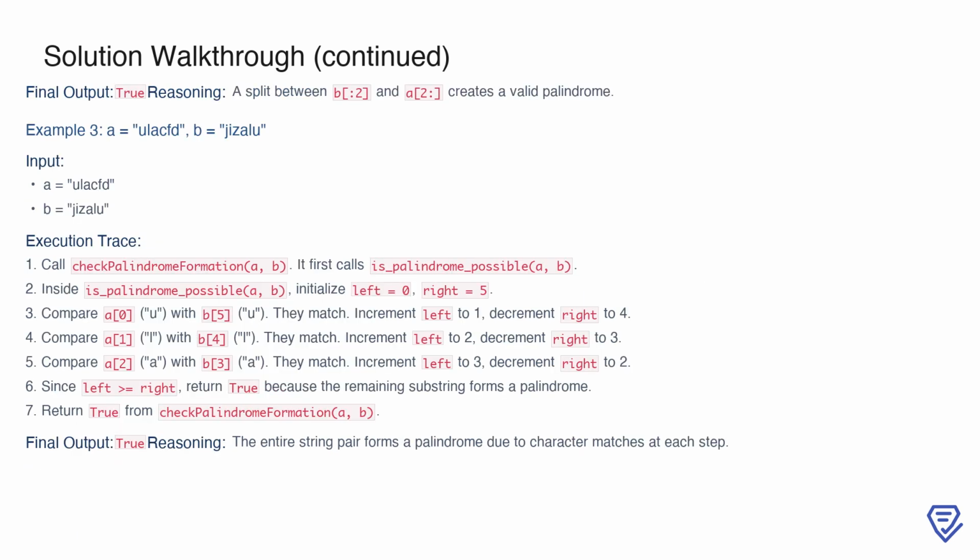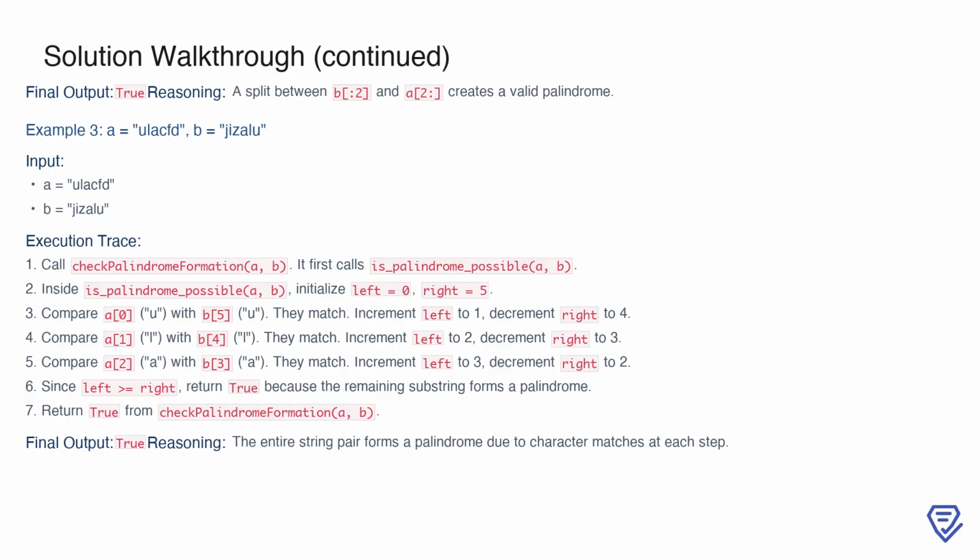In this final example, we have A equals ulakt and B equals jazalu. The main function begins by evaluating is_palindrome_possible(A, B). Initially, left is 0 and right is 5. The first characters, A[0], U, and B[5], U, match, so the pointers move inward. The second characters, A[1], L, and B[4], L, also match, and the pointers continue converging. Next, A[2], A, and B[3], A, are equal, and now left surpasses right at left equals 3 and right equals 2. This confirms that the remaining substring forms a valid palindrome, so the helper function returns true.